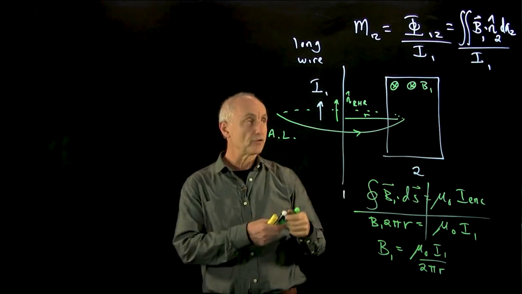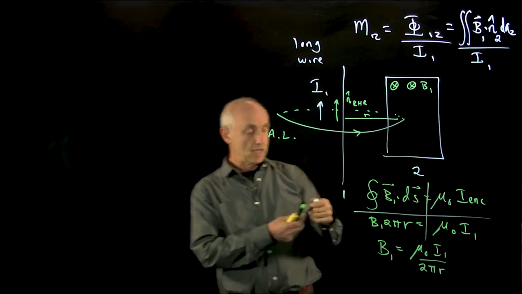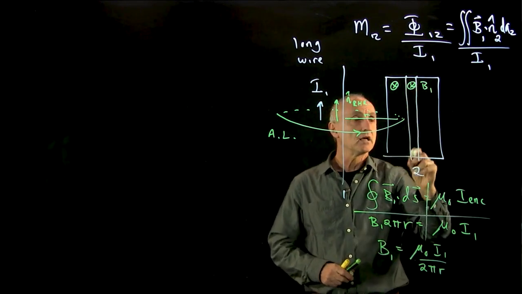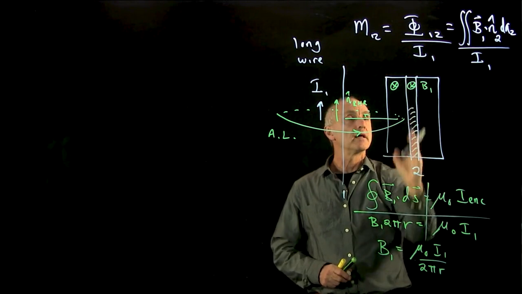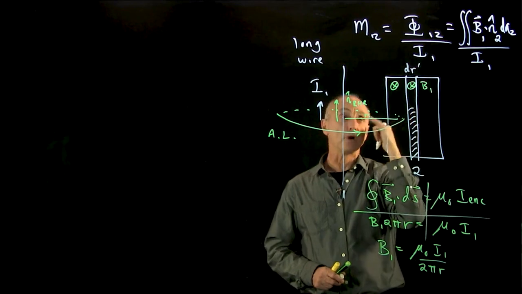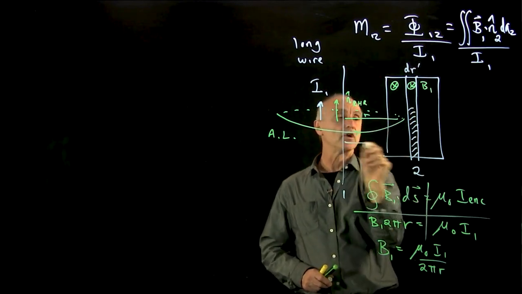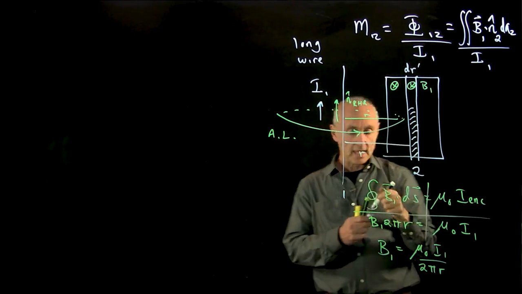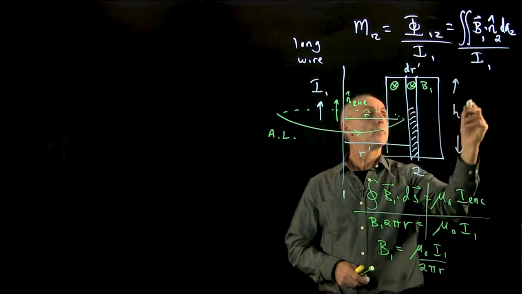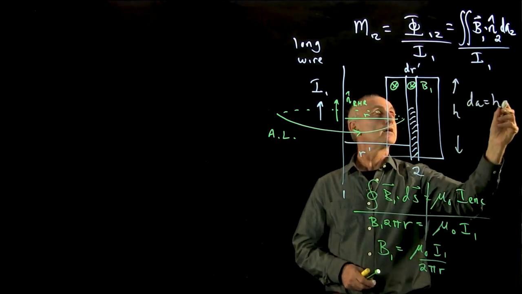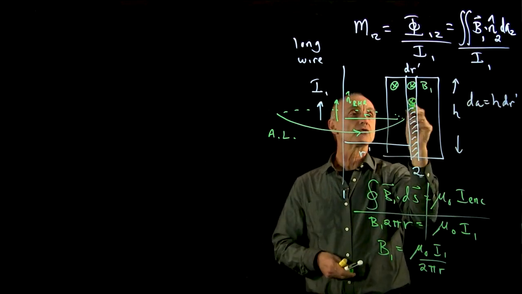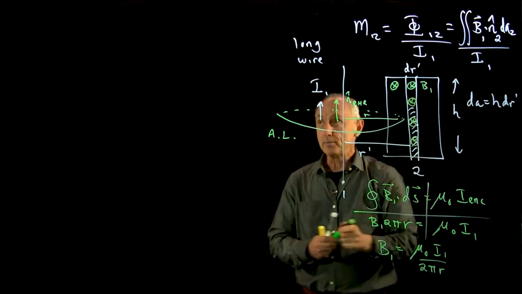What will I use for my little integration elements? I'm going to draw that now. What I'm going to use is a little section of this area where this is dr prime. I'm going to give an integration variable, r prime. And if my whole thing is a height h, then my area element is just height times width. So I took a little strip, and you can see that for a very narrow strip, the B field is uniform.